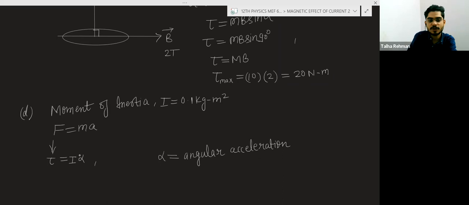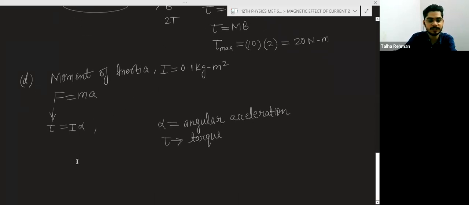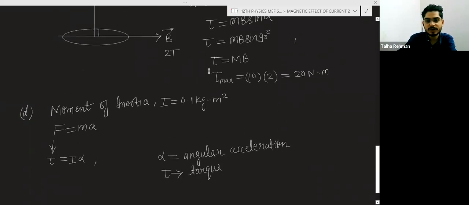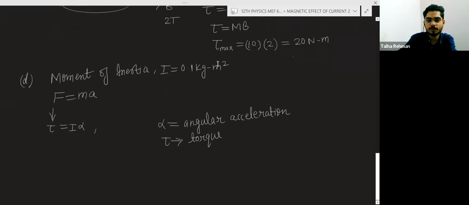Angular acceleration. Tau is equal to I alpha. Tau is the torque, and I have already written I is the moment of inertia. So finally, what torque have you got? 20 meter of torque you have got. So you will put this torque here, that is 20, and you will put the value of moment of inertia, that is 0.1.